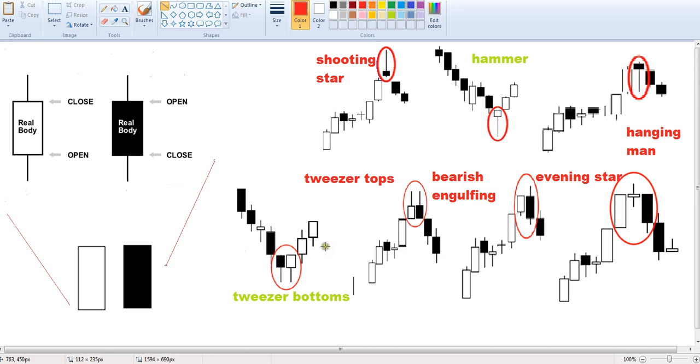Tweezer tops are the same, but this is the opposite, right? So we have an uptrend, then you have a white candle where price went up and got rejected, and then the opposite, you have a black one that went up and got rejected.